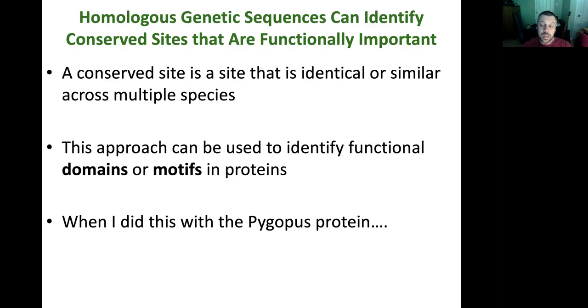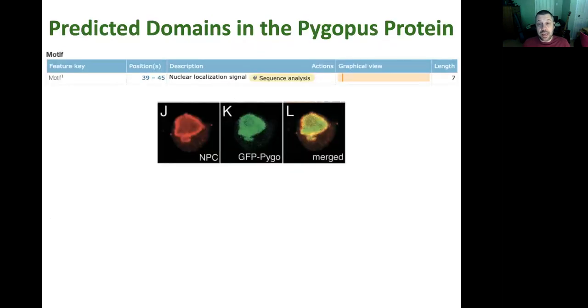And so when I did this with the Pygopus protein, when we discovered it, I looked at it in some databases, and there were some predicted domains. The top line here tells you that at positions 39 to 45 in this protein, there is a nuclear localization signal, suggesting that this protein might reside in the nucleus. And what you're looking at in those three panels is some pictures I took that are in that first paper that show that this is true.